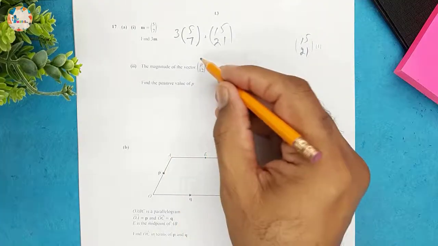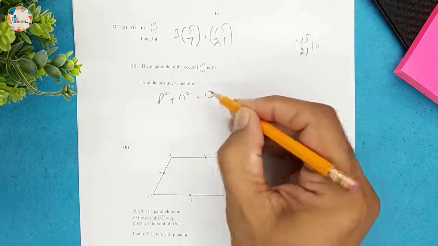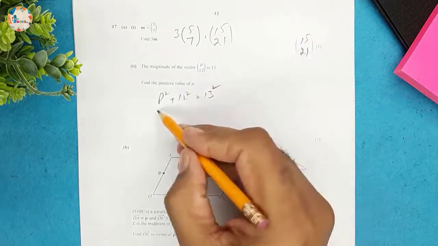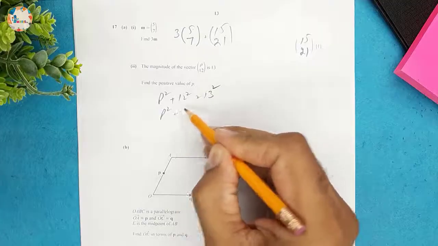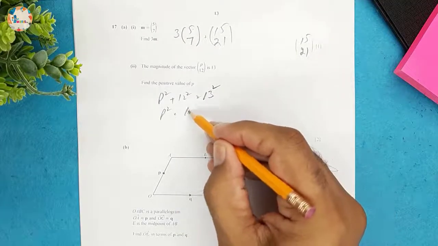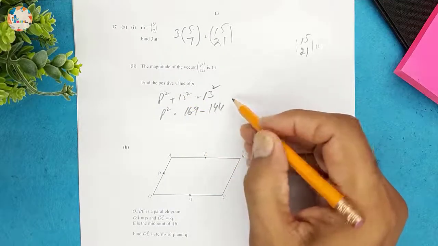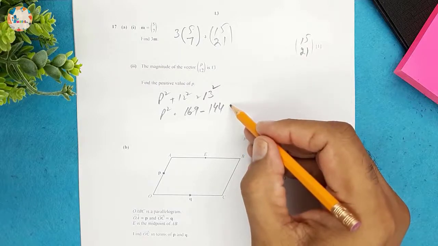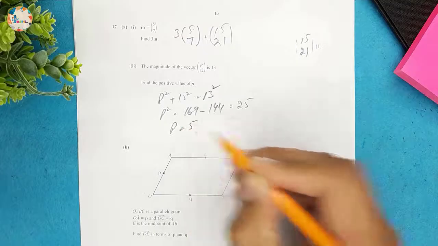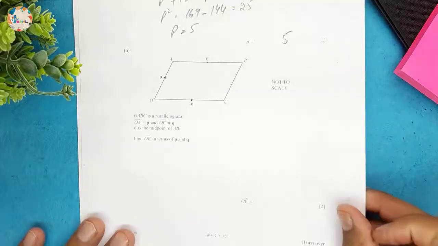So we can write x coordinate squared plus y coordinate squared is equal to this 13 squared, and this is basically the distance formula. So we can write p squared is equal to 13 squared, which is 169, minus 12 squared, which is 144, and this will be basically equal to 25. So p will be equal to 5. So answer will be 5. Hopefully you got this.